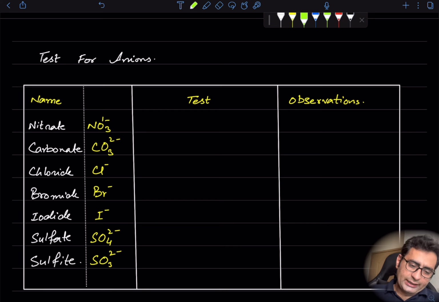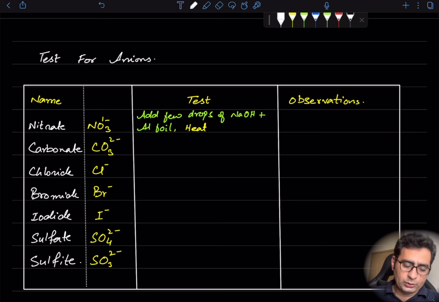For nitrate, add a few drops of sodium hydroxide, followed by aluminum foil. After that, you will add aluminum powder or aluminum foil and heat up. If you heat up and nitrate ion is present, nitrate ion will turn into ammonia. And the observation when you heat up after adding sodium hydroxide and aluminum foil, or a piece of aluminum, is that NH3 gas is released.